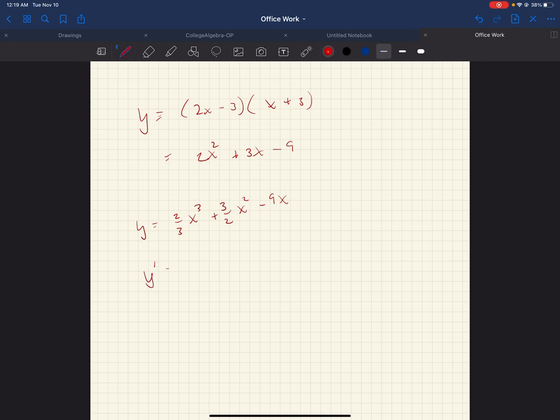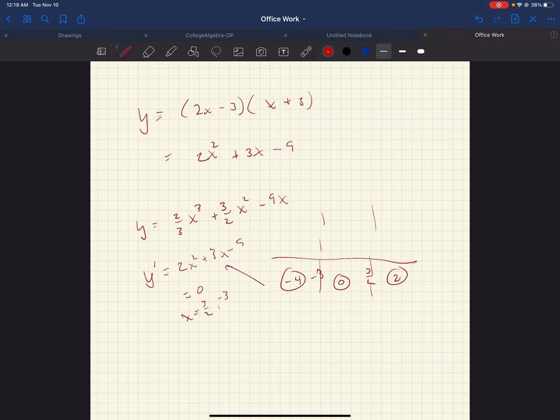So y prime is 2x squared plus 3x minus 9. We set it equal to 0. We would find that we would get values of 3/2 and -3. Make a sign chart. Here's the -3, and here's 3/2. Pick test points, -4, 0, and 2. These values get plugged into the derivative now.